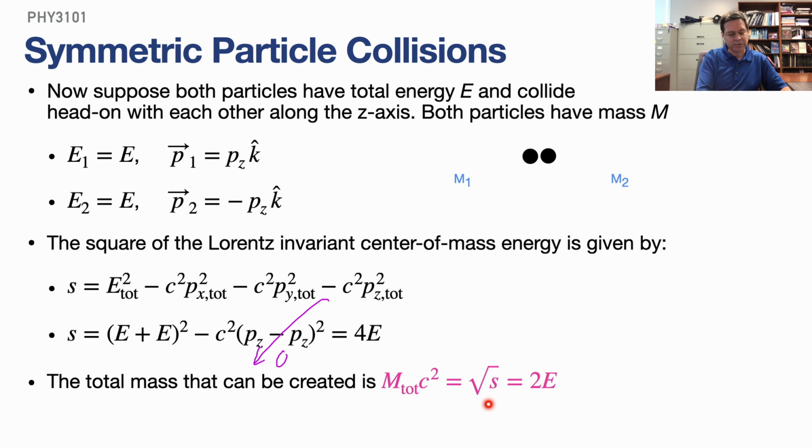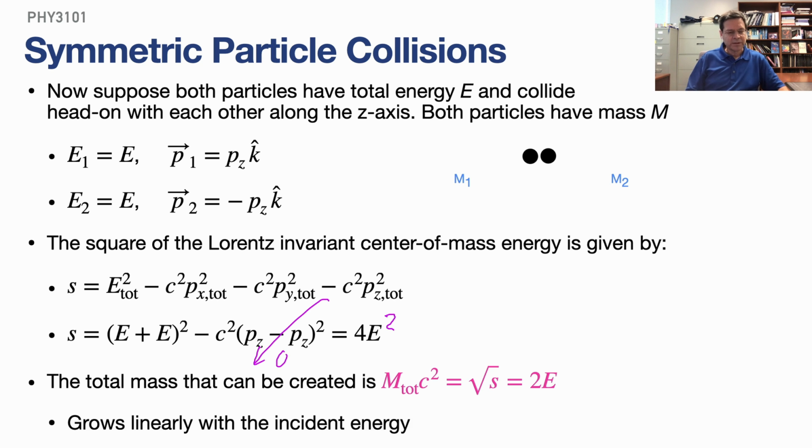is just the square root of that, which should have had a square above, 4E squared, excuse me. The square root of that is 2E, okay? And that generally grows linearly with the incident energy. So if I double the energy, I can create twice the mass in the final state, as opposed to the previous example where it went more with the square root of the incident energy.